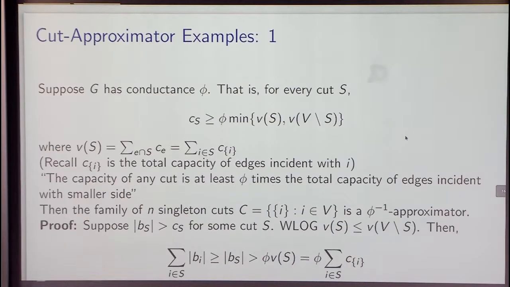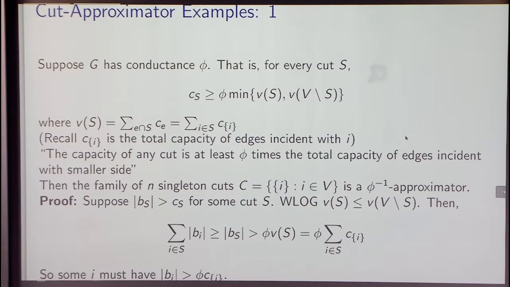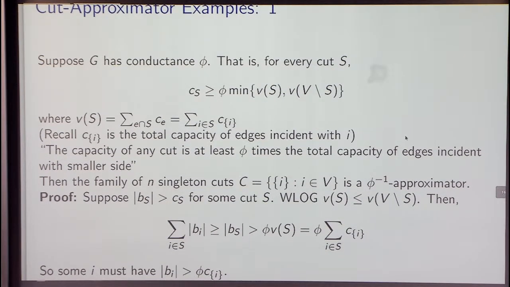Okay, so in a graph with this property, I'm going to claim that the family of singleton cuts, where you just cut off a single vertex, there are n of them, is a phi inverse approximator. Why? Let's suppose that we have some cut S where the aggregate demand exceeds the aggregate capacity. Without loss of generality, we can assume that V of S is the smaller side.